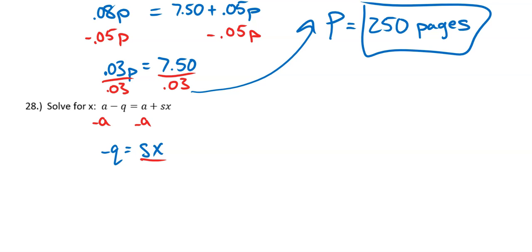I wrote an 8 like a crazy person. And again, I can't simplify this any further. I don't know what q and s are, so I just leave it as negative q divided by s. And that's it. Okay?